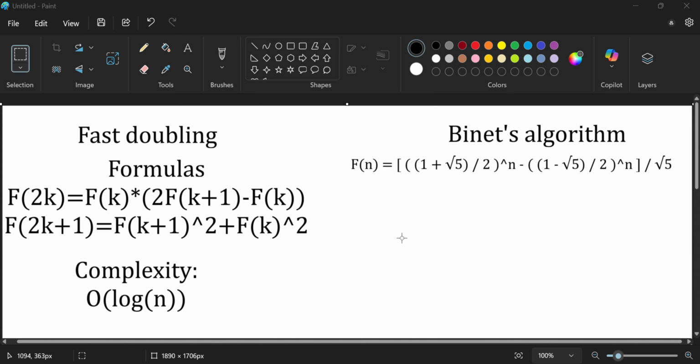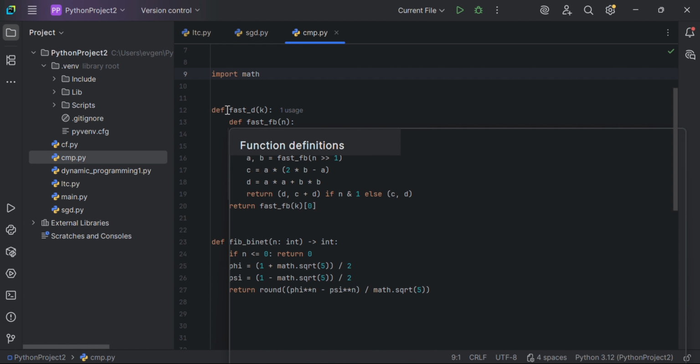Okay, so for the second problem, I chose two algorithms: fast doubling, which I described in the first problem, and also Binet's algorithm. I chose Binet's algorithm because it's very unique compared to the others because it doesn't use any loops or recursion. It just uses math, nothing else. And here's its equation.